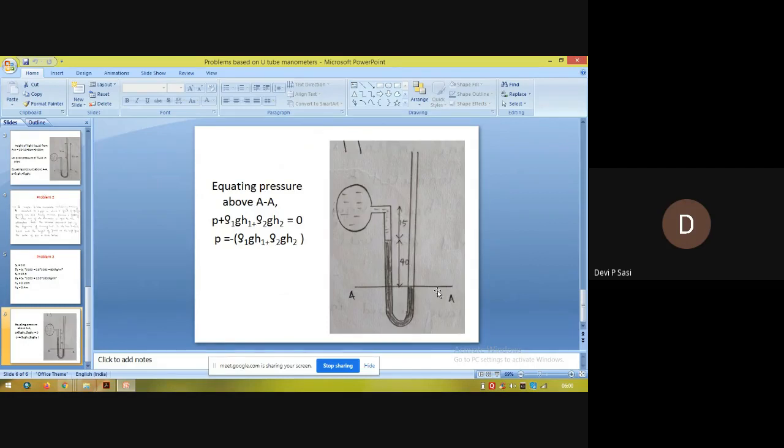So two main things are given. One is it possesses vacuum pressure. So since it possesses vacuum pressure, it will not contain any liquid in the right limb. Okay, so that is clear. And the second data is that the difference in mercury level between both of the limbs is 40 centimeter. So the difference in mercury level between the left limb and the right limb will be 40 centimeter.